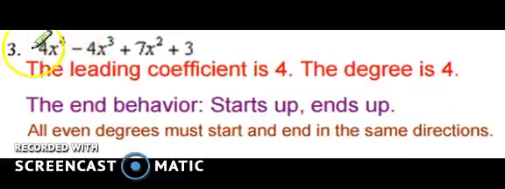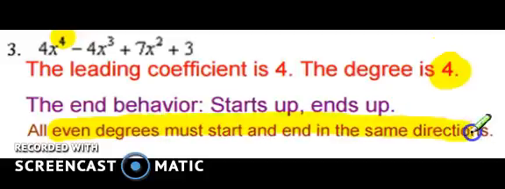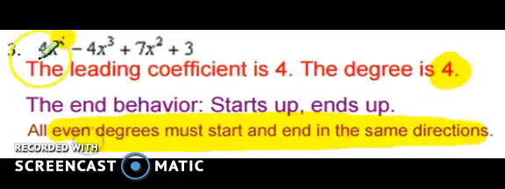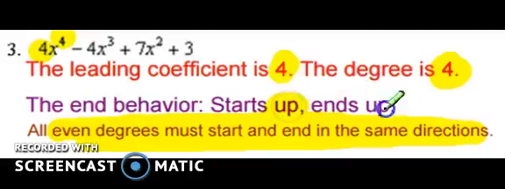In problem number 3, my degree is 4. All even degrees have to go in the same direction. My coefficient is 4. It's not a negative, so it's not going to change it. So this starts up and it's going to end up for my end behavior of the graph.